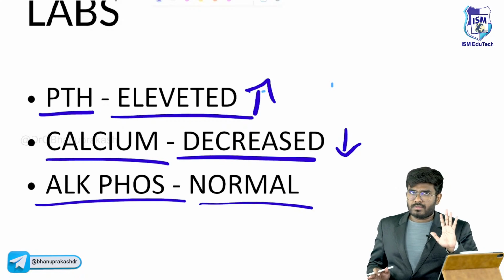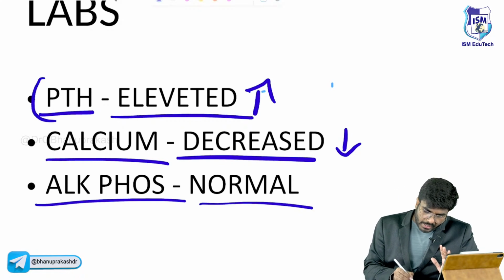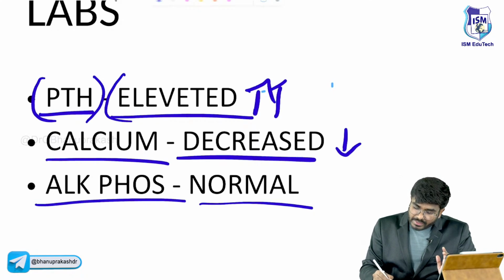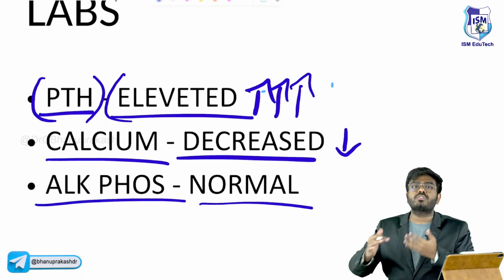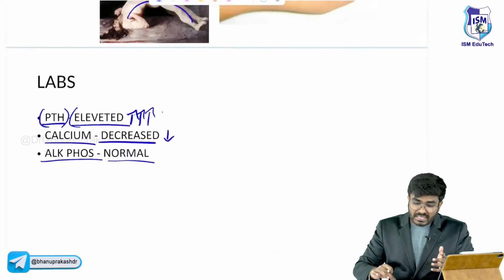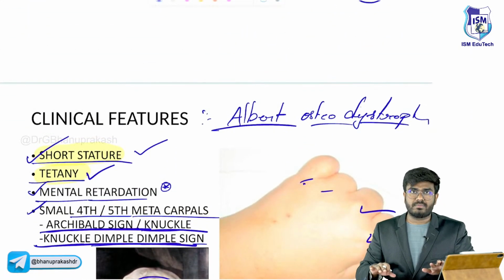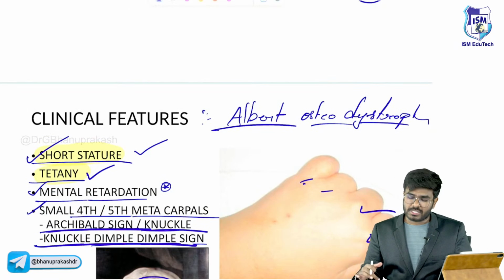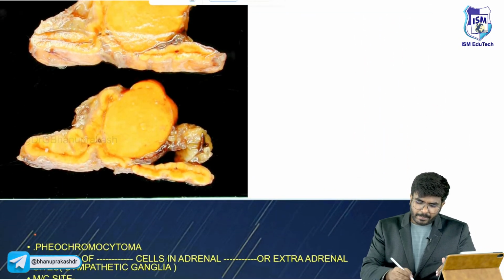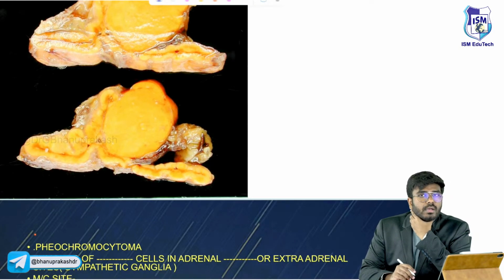In pseudohypoparathyroidism, parathyroid hormone is even elevated, MCQ, because it's unable to activate. So more and more parathyroid hormone is being produced. But falsely it is looking like hypoparathyroidism, non-functional PTH. Okay, so done, sir. Regarding parathyroid, I have discussed.